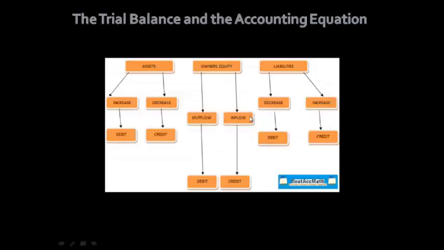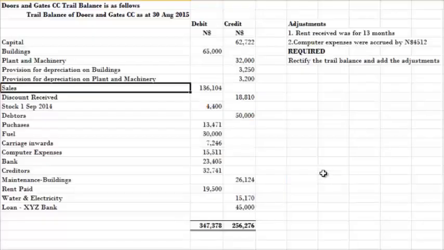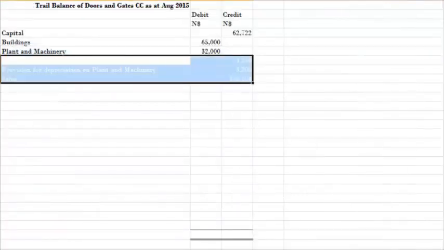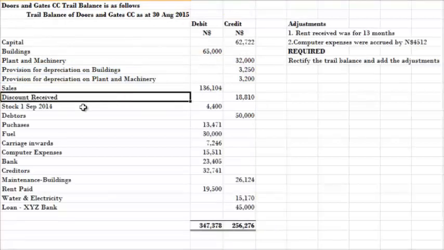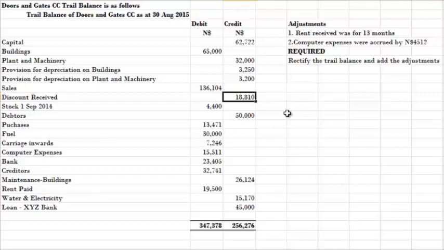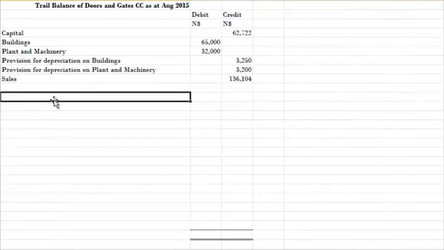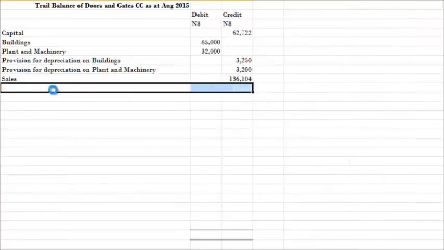Sales is an inflow, and all inflows need to be recorded on the credit side. So we should move it from the debit side to the credit side and add the provision for depreciation as well. Discount received is also an inflow, it's an income, and it should be recorded on the credit side as it is here. So no changes need to be made on discount received.